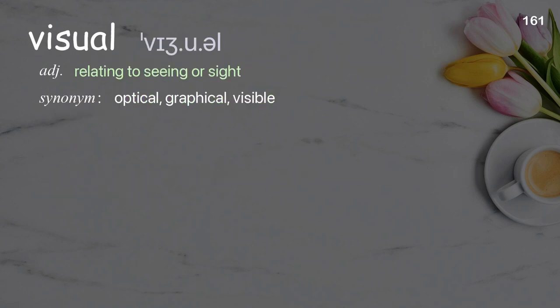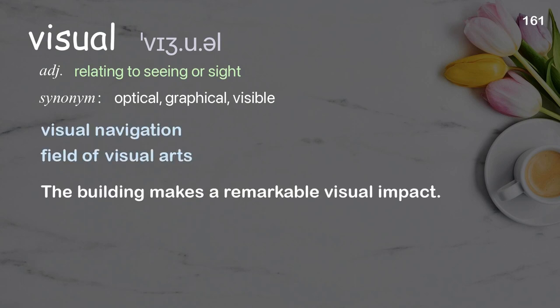Visual. Relating to seeing or sight. Examples. Visual navigation. Field of visual arts. The building makes a remarkable visual impact.